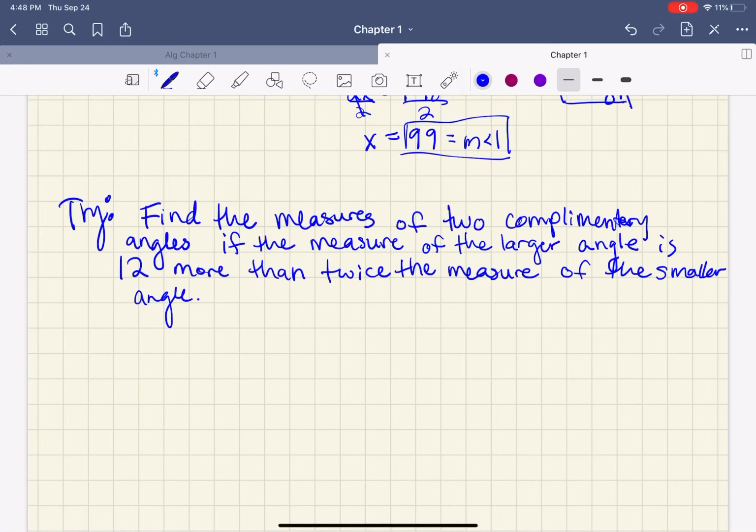All right, I'm going to give you a little hint. That is a verbal expression. You can turn that into an algebraic expression. You're going to do great.